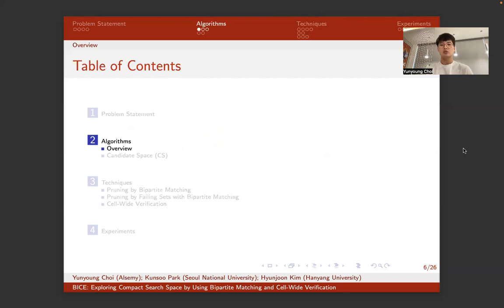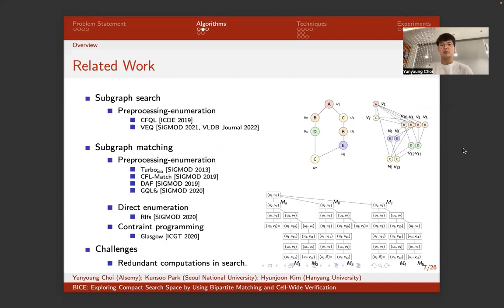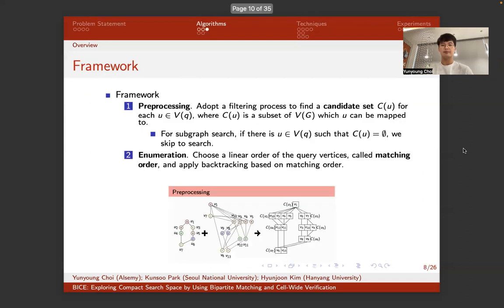Now we're going to show an overview of our algorithm. Many efficient algorithms with diverse approaches have been suggested in recent years. However, challenges still remain. Specifically, there is a considerable amount of redundant computation. To address this challenge, we suggest a new algorithm called BICE, which follows the pre-processing enumeration framework.